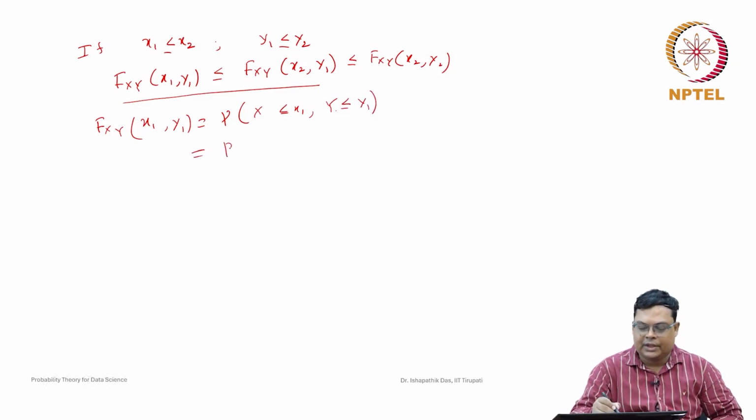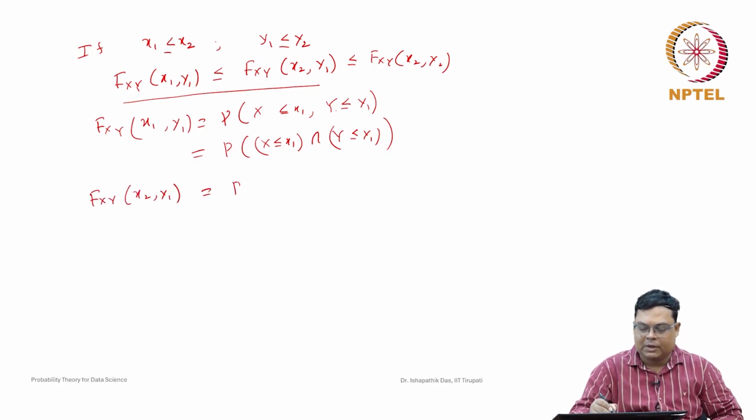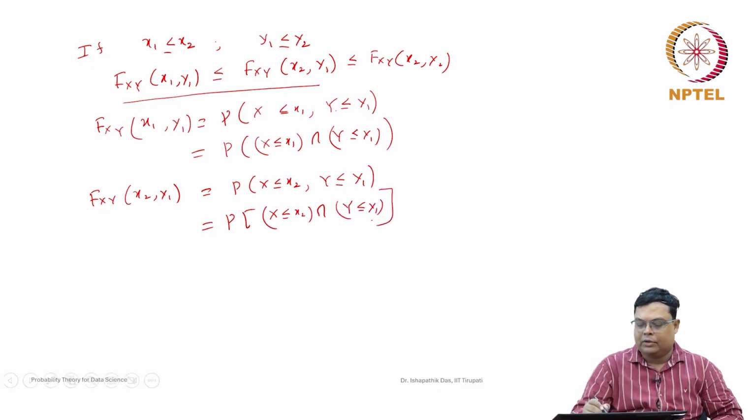So, now this is nothing but, we know, the event x1 intersection y less than or equal to y1. Now, what is F_XY of (x2, y1)? This is nothing but the probability that X less than or equal to x2, comma, Y less than or equal to y1, which is the probability that X less than or equal to x2 intersection Y less than or equal to y1. So, now what is the relation with this?